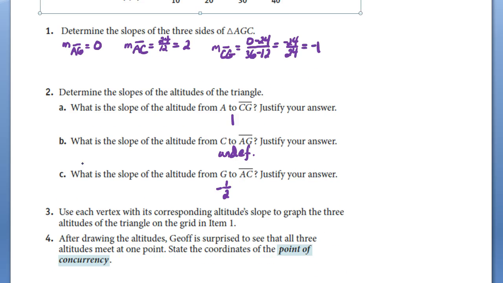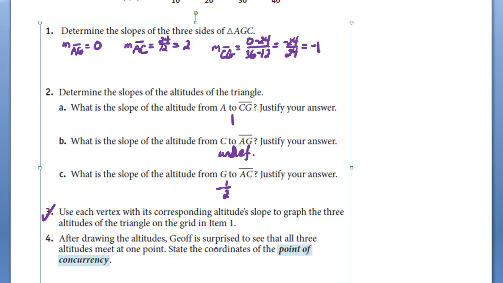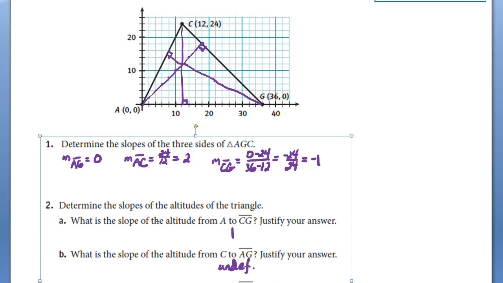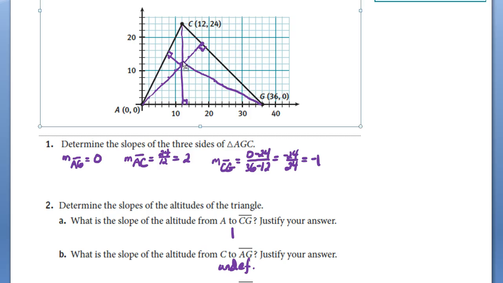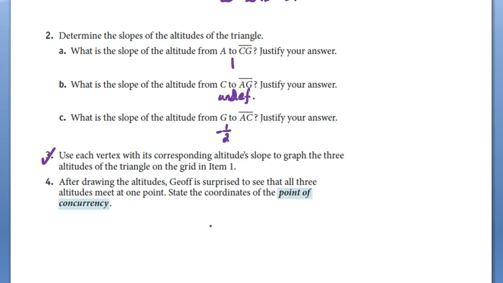All right, we just did problem 3. Question 4, after drawing the altitudes, Jeff is surprised to see that all 3 altitudes meet at one point. What are the coordinates of the point of concurrency? Well, they look like they all meet right there. And that is at, let's see, this is counting by 2's across here, so that is at 12, 12. So the point of concurrency of the altitudes is 12, 12.